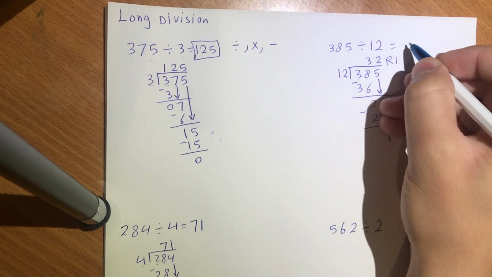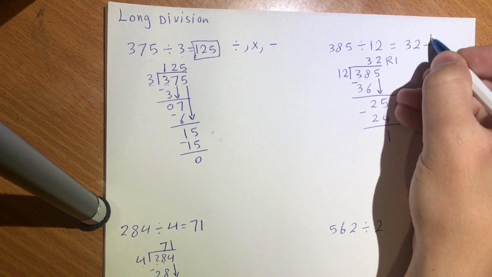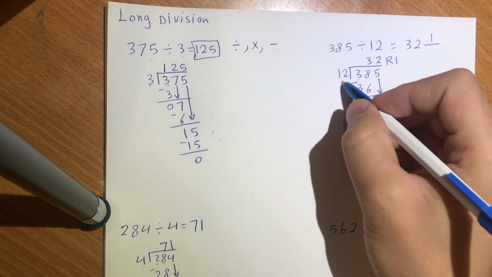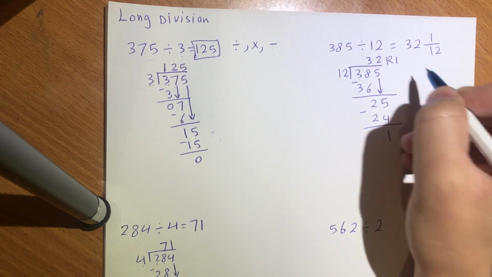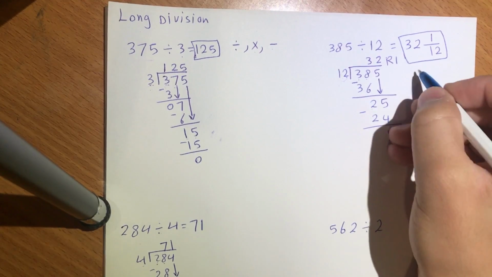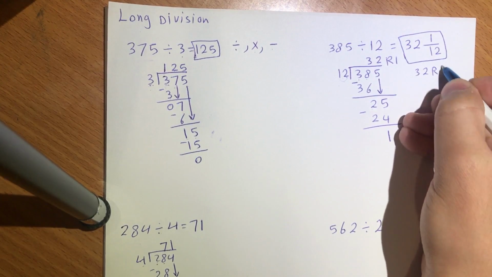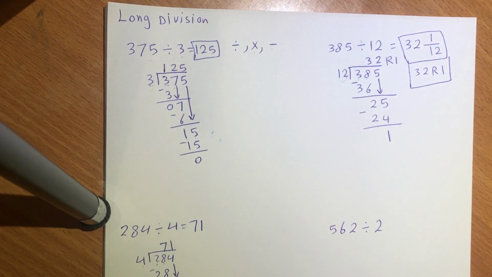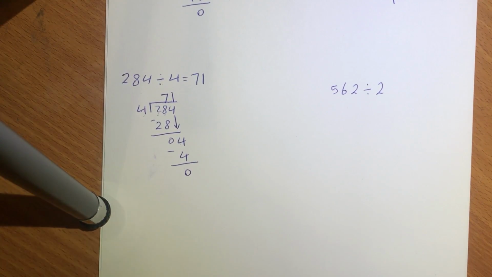So the answer is now a mixed number, 32 and 1 out of 12. That is your answer, or you can write it as 32 remainder 1. Same exact thing. Now, this is a problem for you to try. Try this by yourself. Try to see if you can get the right answer.